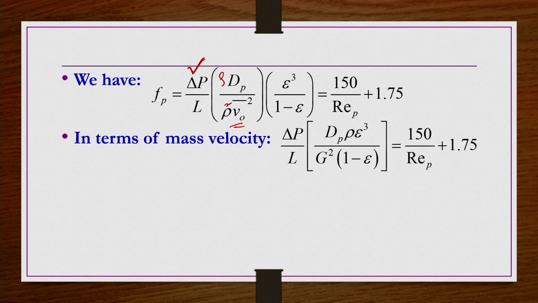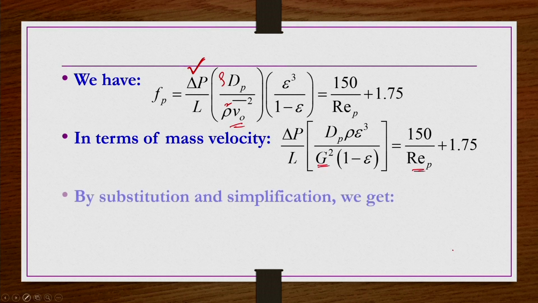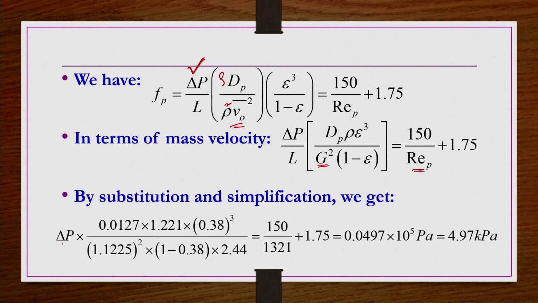Now everything here is known: g we have calculated, the rest is given, and Rep we have already calculated. So we substitute here. L is 2.44 meter, dP is 0.0127 meters, rho is given as 1.221 kg per meter cube, epsilon is 0.38, g we calculated as 1.1225, and Rep we calculated as 1321. When we substitute all these and simplify, you will get 0.0497 into 10 power 5 pascals, which is nothing but 4.97 kilopascals.